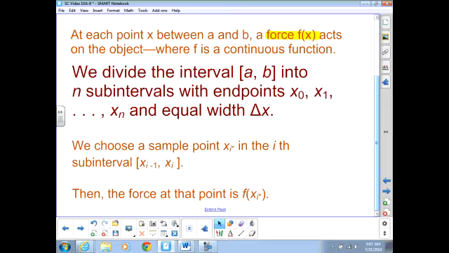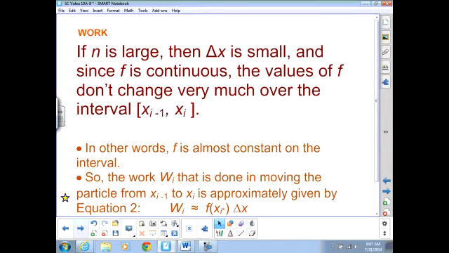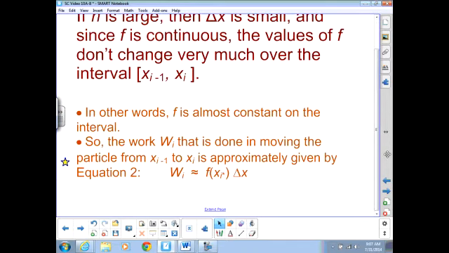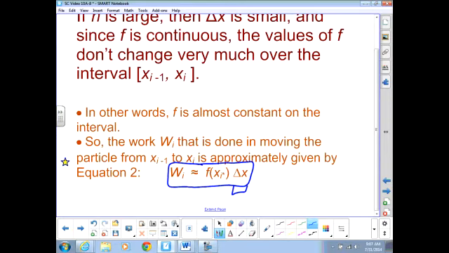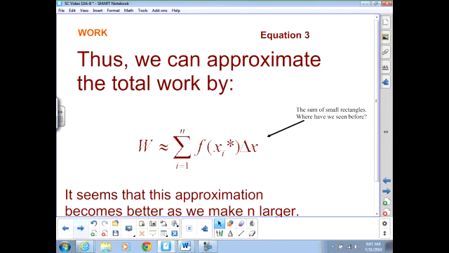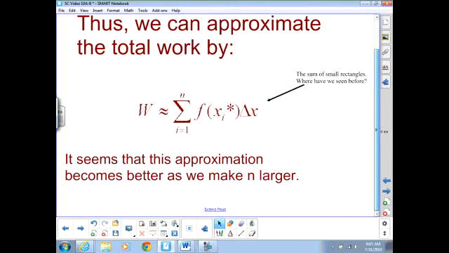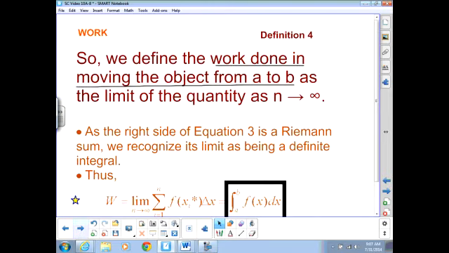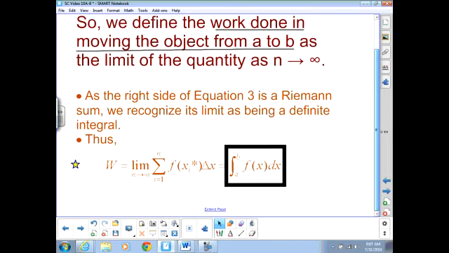Okay, when we've split things up, picked sample points, when we had equal width, this should eventually become an integral, hopefully you recognize. We've seen this several times. So your work is going to be your force function times that width delta x. Well, that'll just become our dx in our integral. So the force function is just what we will end up using. As our number of sections approaches infinity, just like we've seen in all the other ones, that will eventually give us our integral.